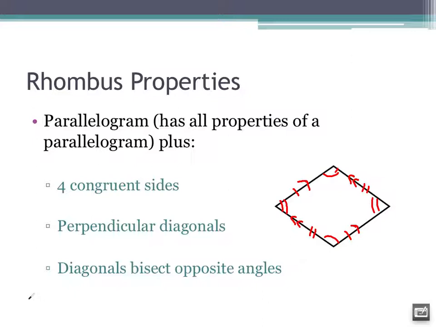Okay, now, a rhombus has 4 congruent sides. So, all 4 of these sides have to be the same. The diagonals are perpendicular. And they bisect the opposite angles. So what that means is this angle A is bisected. This angle is bisected, etc. So those are the properties of a rhombus.